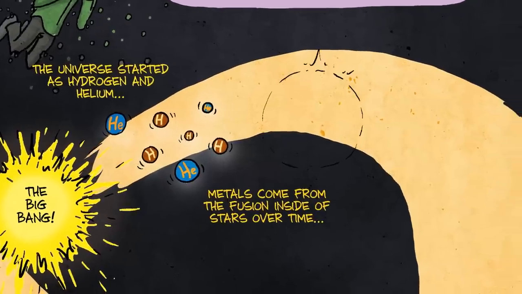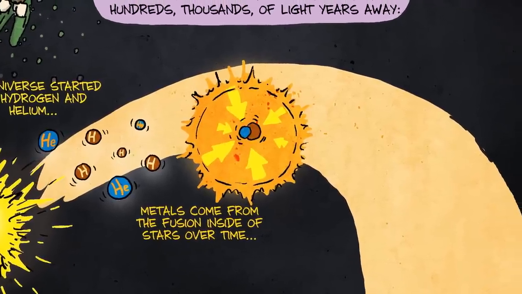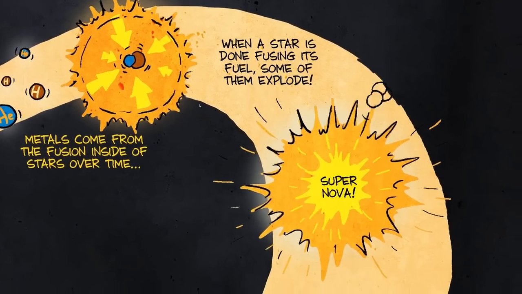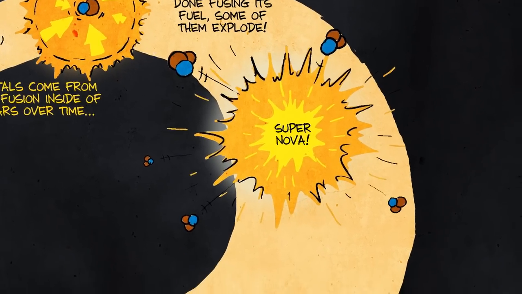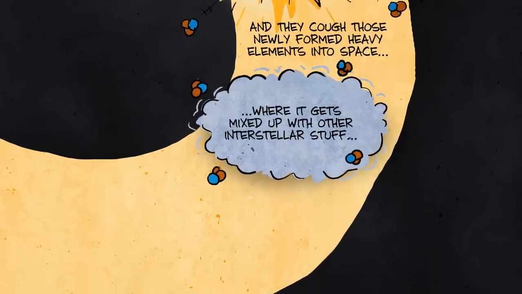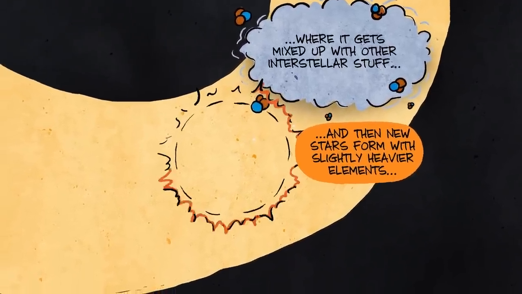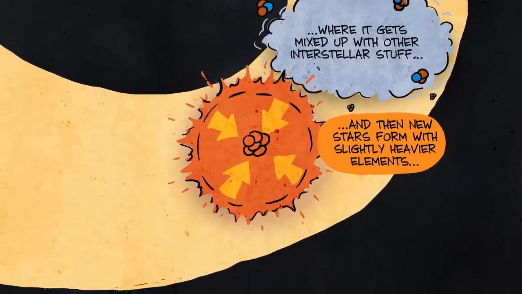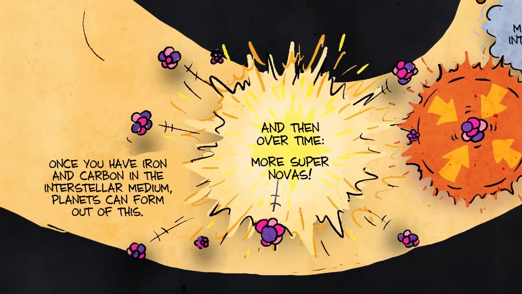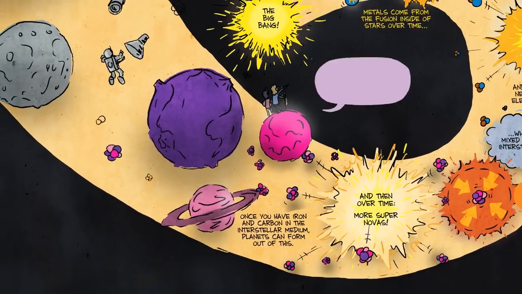And the metals come from the fusion going on in stars, turning these really light elements into heavier elements over time. So when the star is done fusing all of the hydrogen and helium into heavier stuff, some of them explode, some turn into planetary nebulae, and then they cough that newly formed heavy elements out into space, where it gets mixed up with other interstellar stuff. And then new stars form from the stuff that the old stars just coughed up, so then you get stars that have a little bit of heavier elements in them. And then over time, you get more and more stars that have heavier and heavier. And now that you have iron and carbon, all these other metals in the interstellar medium, planets can form out of this. The evolution of the universe.